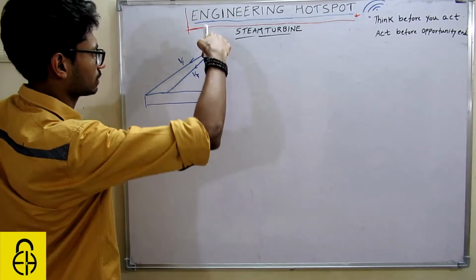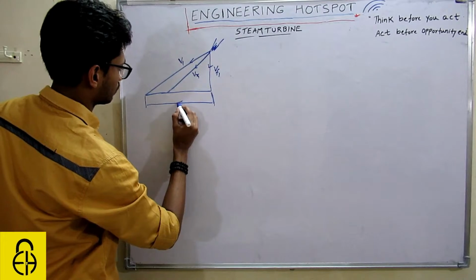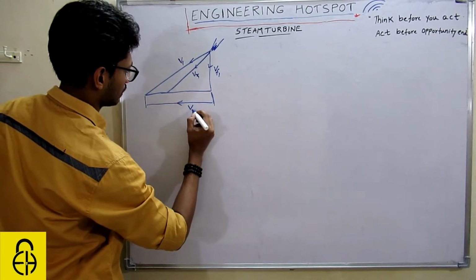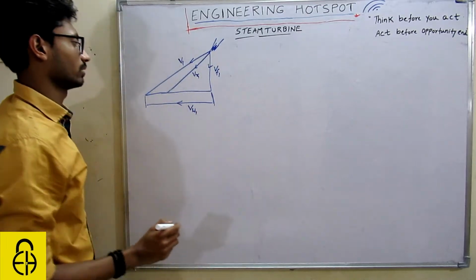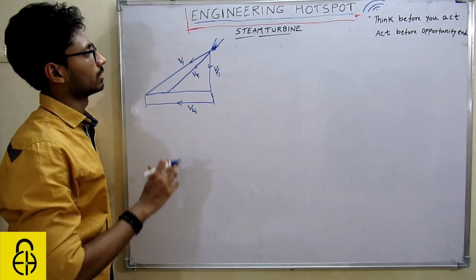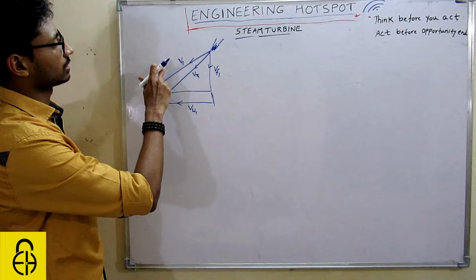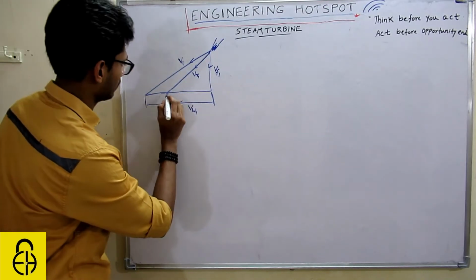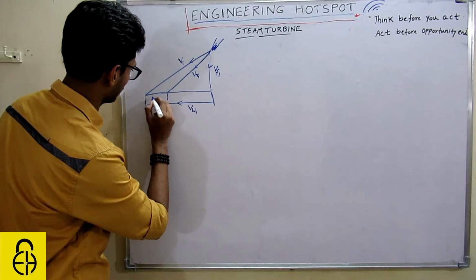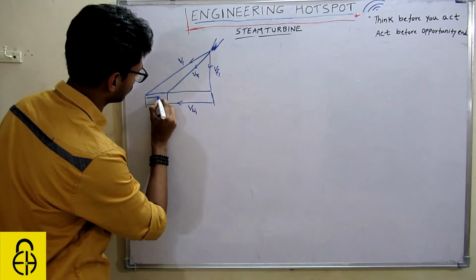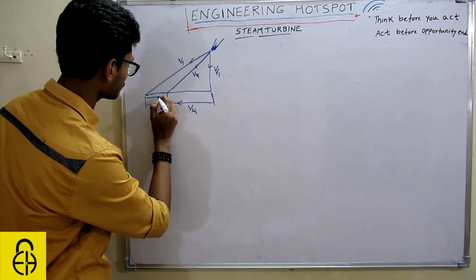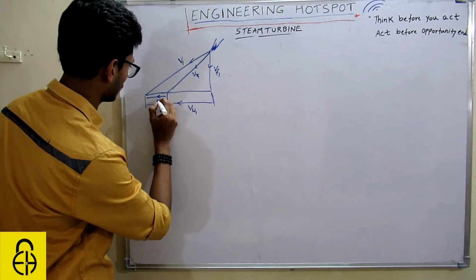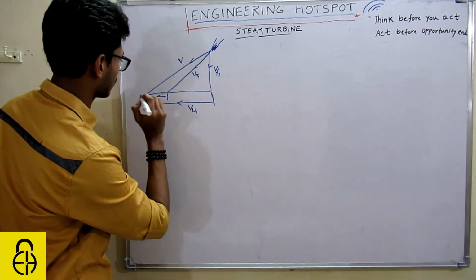Since it is in this way, you have to draw it in this way, due to the vector rule, VW1. And since this is V1 and this is VR1, this small one will be your U1.